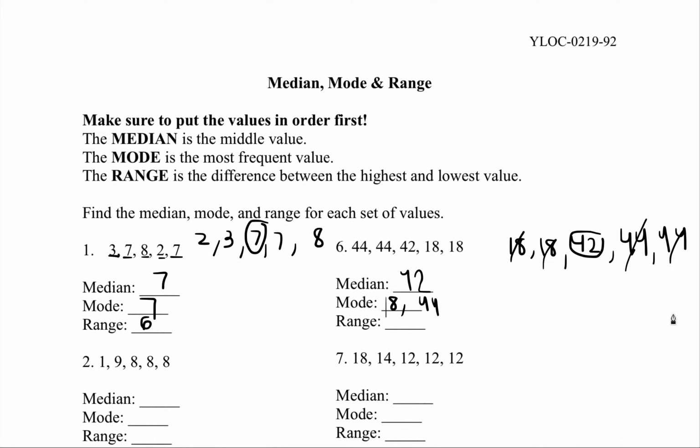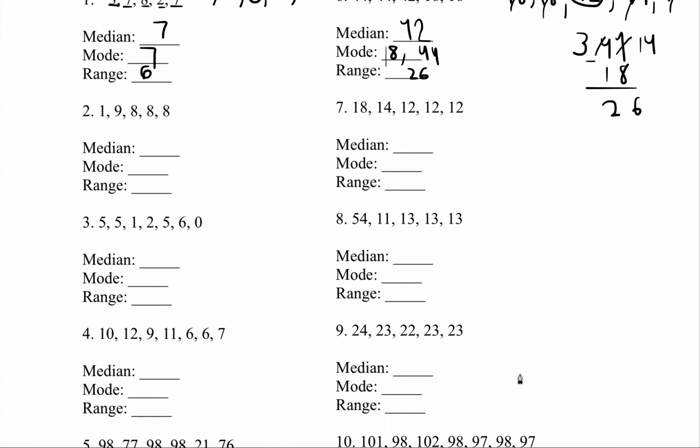Now we're going to find the range, which is the difference between the biggest and smallest value. So we're going to do 44 minus 18. And since 4 is less than 8, we've got to borrow. I'm going to turn this into a 14. Since we borrowed from here, this will be a 3. 14 minus 8 is 6. 3 minus 1 is 2. The range is 26. And you guys try the other questions.